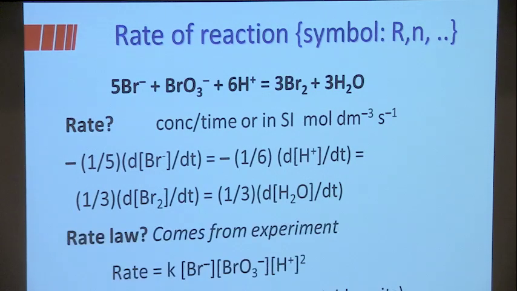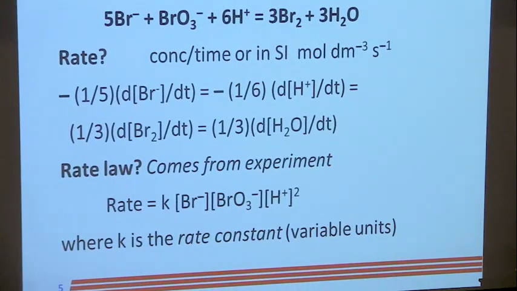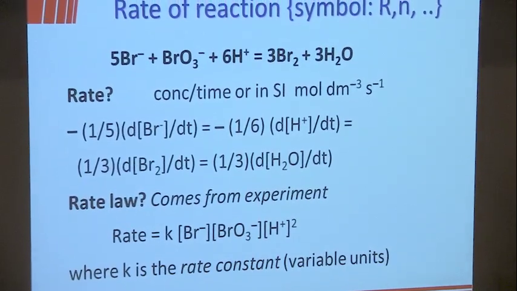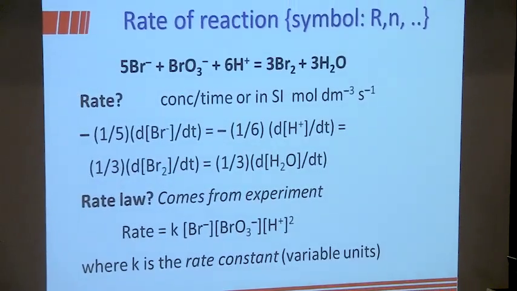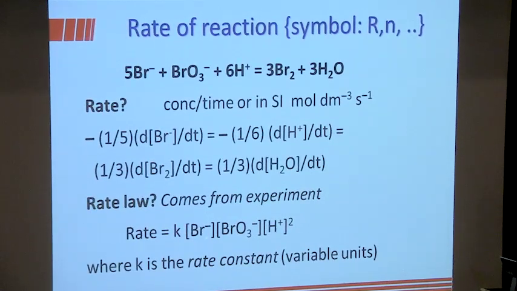Okay, and these are all equal to one another. I haven't included the BrO3 minus, but that should also be there, okay? Or we say the rate is equal to the rate constant times the concentration of Br minus to the alpha, BrO3 minus to the beta, and H+ to the gamma, okay? And by experiment, it's found that alpha is 1, beta is 1, and gamma is 2, okay? So this is the rate law, okay?